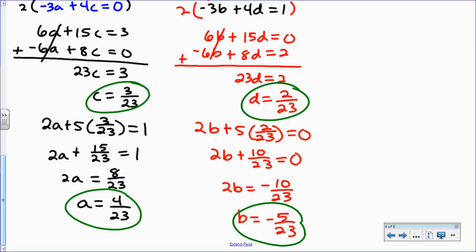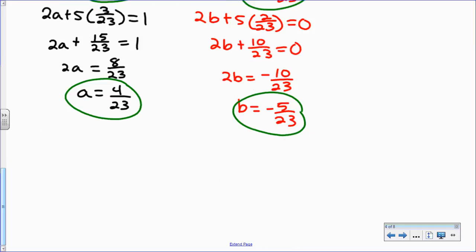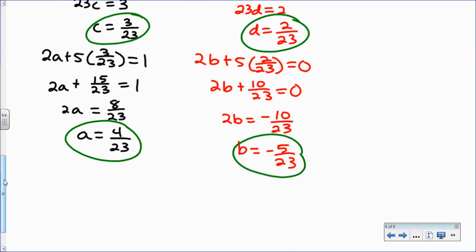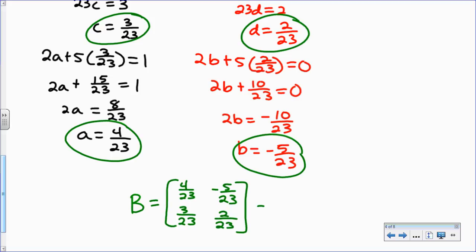Let's write them back in matrix form. Matrix B, write it in order A, B, C, D. A is 4 over 23, B is negative 5 over 23, C is 3 over 23, and D is 2 over 23. And that is A inverse.